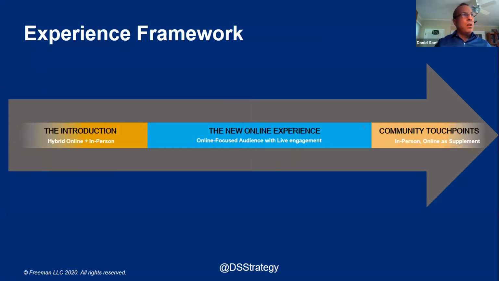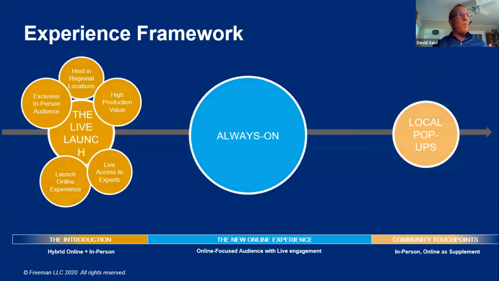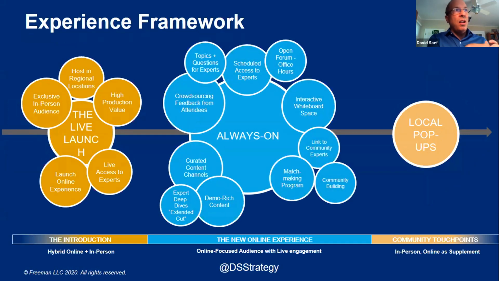We'll talk about different channels. But I think the key here is really thinking through the live launch. If you're going to do a live component, you can do an introduction, like a hybrid online event with high production value. Maybe you have some regional locations to get people excited, maybe some small in-person audiences. Then you get to the always-on online experience, or it could be with live engagement, obviously managed with health and safety. Look at all the different ways people can engage with content: crowdsourcing sessions, engaging with one another, asking questions of experts, open forum offices, interactive whiteboards, links to community experts.